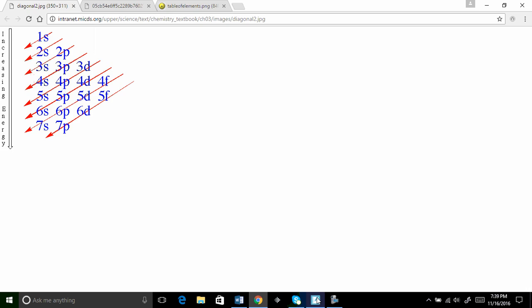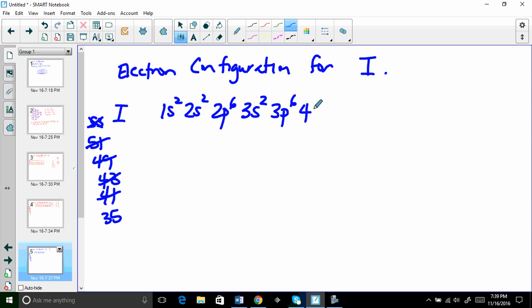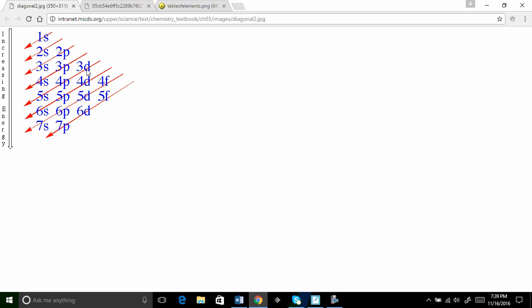And then what fills after 3p is 4s. Oops, that's not what I wanted to do. I've been recording for 20 minutes. So then 4s fills, and then 35 minus 2 is 33. And then, okay, so of the 53 electrons, we've placed 20 of them, because 2 plus 2 plus 6 is 10, 12, 18, 20. Now, what fills after 4s?